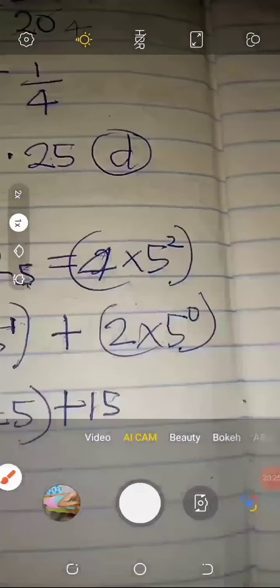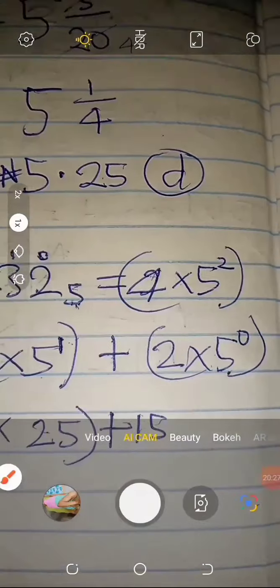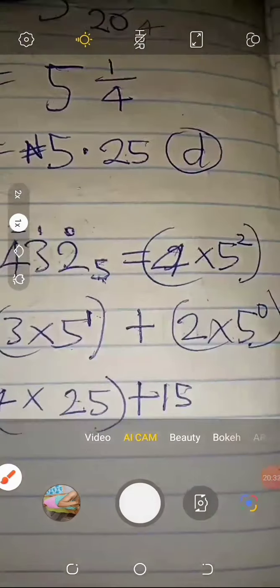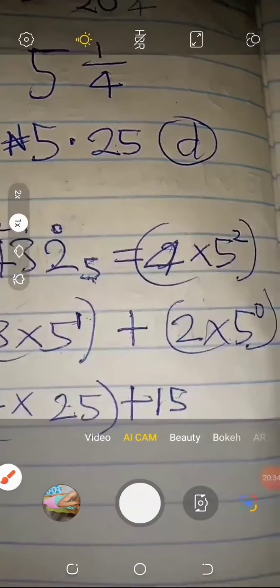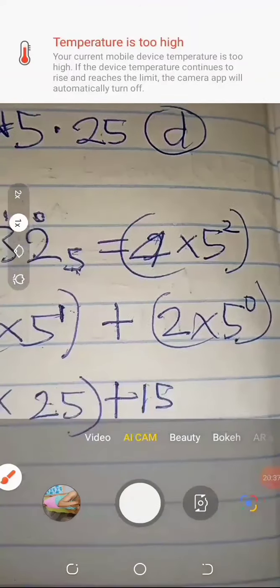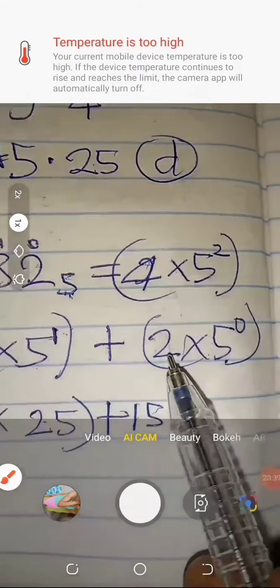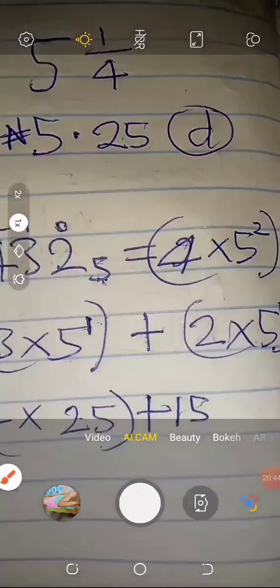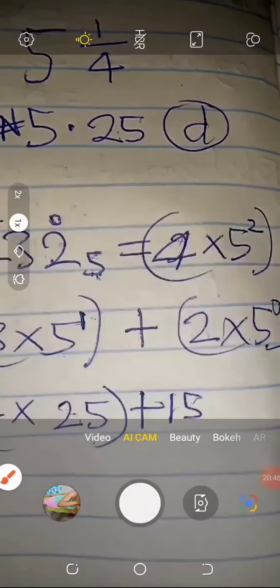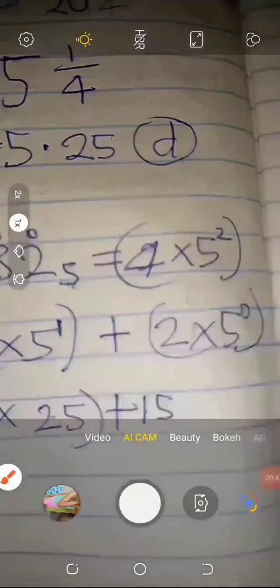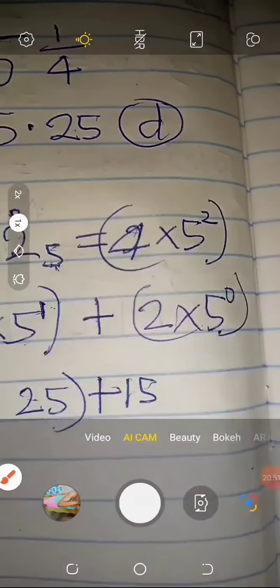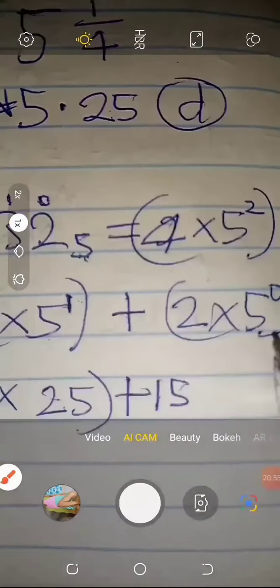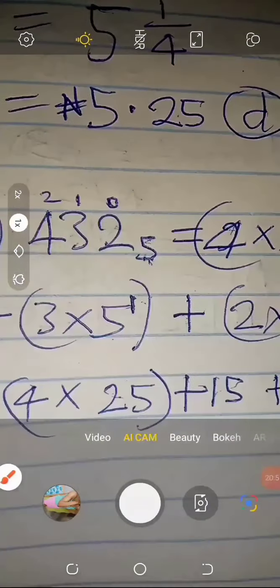Now don't forget, I told you in our previous video that anything raised to power 0 is 1. So 5 raised to power 0 is 1, which is why we say 2 times 1. Don't make the mistake of saying 5 raised to power 0 is 0. Be careful with that and go and revise your indices very well. Now 2 times 1 becomes 2, so we have plus 2.